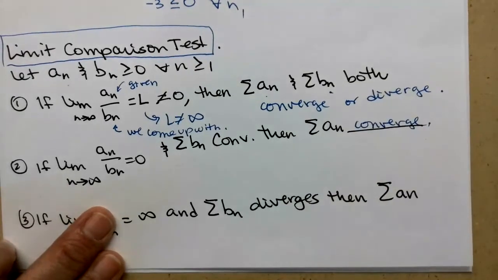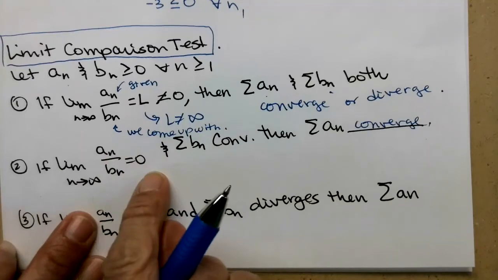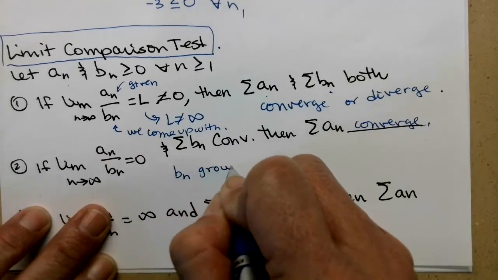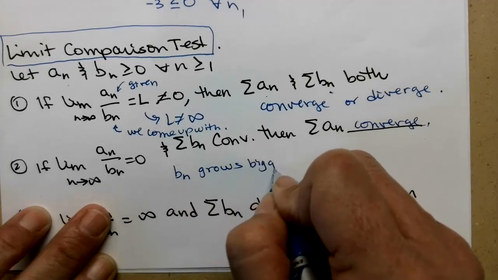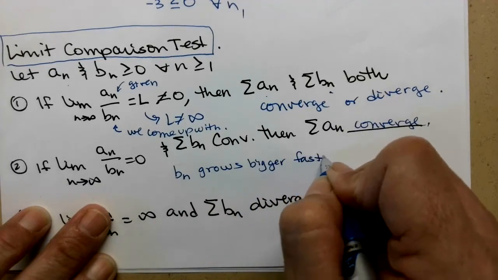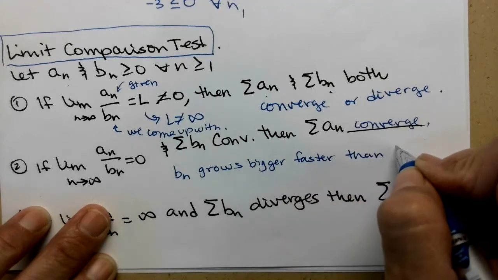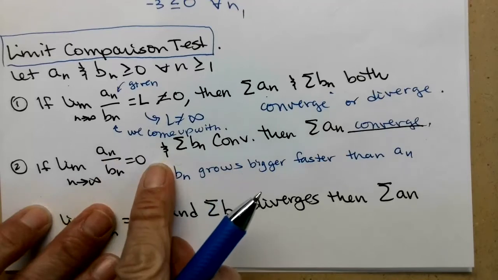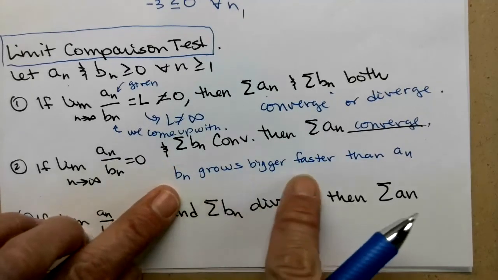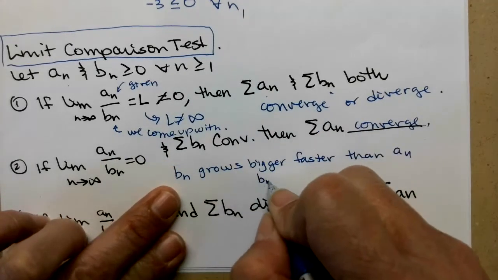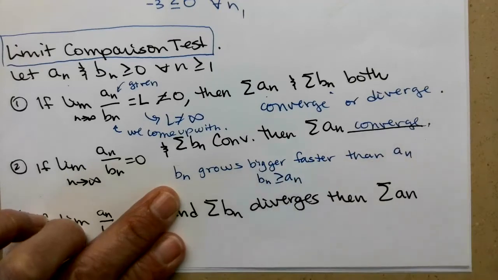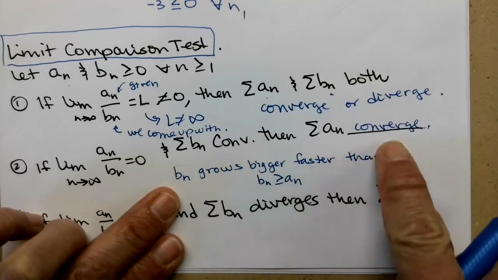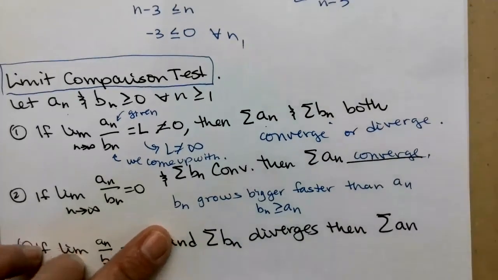So let's talk about that one for a second. If this limit goes to 0, then we know that b sub n grows faster than a sub n. That's how you get this ratio to go to 0. So if b sub n is bigger, and b sub n converges, then a sub n is also going to converge. See the comparison test above.